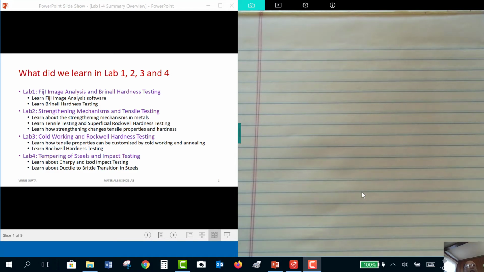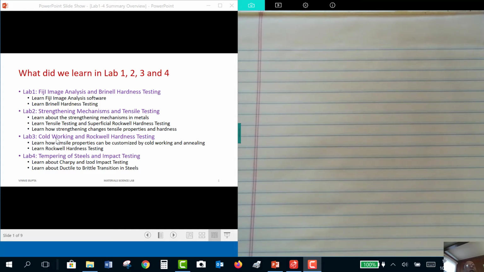Of course, each of the labs had their own individual objectives, but here are the big things that we learned. So in lab 1, we focused on Fiji image analysis and Brinell hardness testing. So you learned Fiji image analysis software and you learned Brinell hardness testing. Then in lab 2, we gave you an overview of strengthening mechanisms and it focused on tensile testing. So you learned about various strengthening mechanisms. You learned tensile testing, also superficial Rockwell hardness testing, and you learned how strengthening changes tensile properties and hardness.